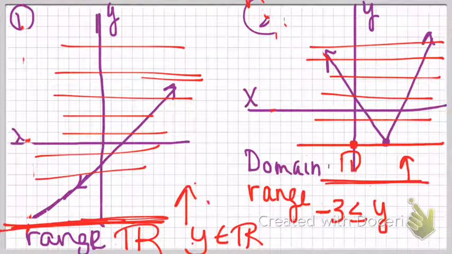So we can say whenever y is greater than or equal to -3. Okay.